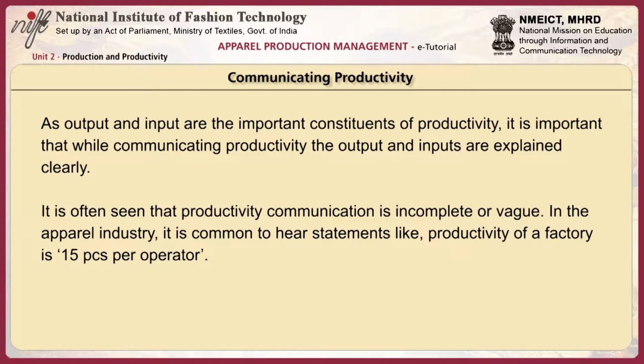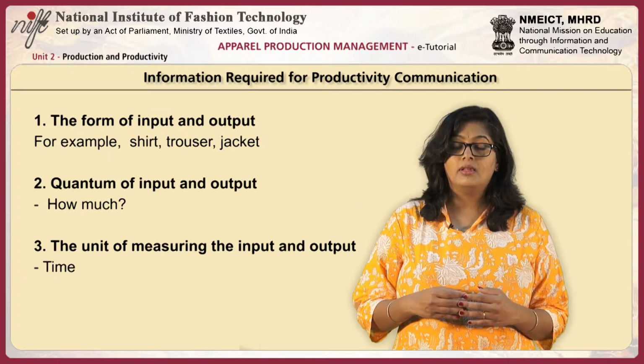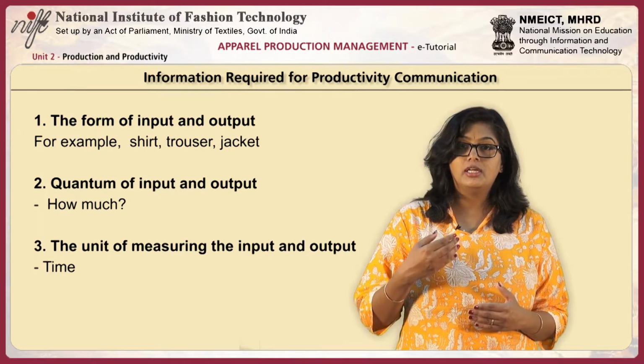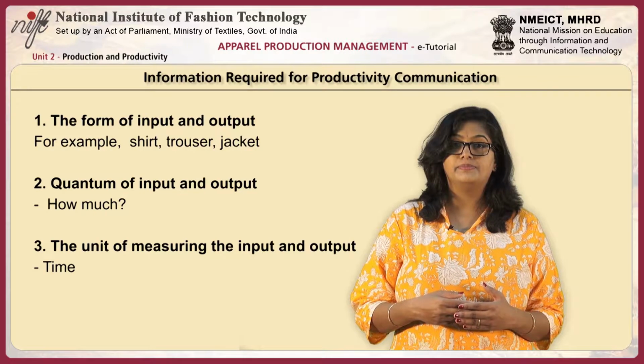It is often seen that productivity communication is incomplete or vague. In the apparel industry, it is common to hear statements like productivity of a factory is, let's say, 15 pieces per operator. A statement like this cannot be understood as the information provided is insufficient. It is vital to provide the following information in productivity communication.